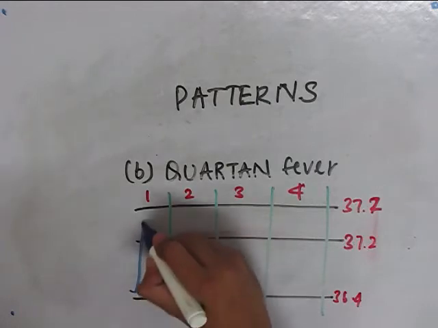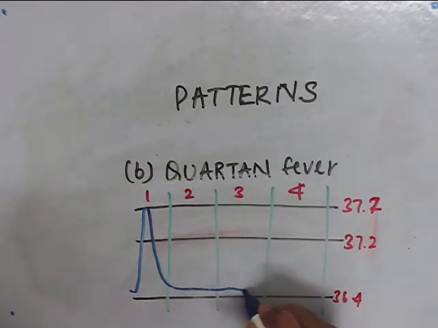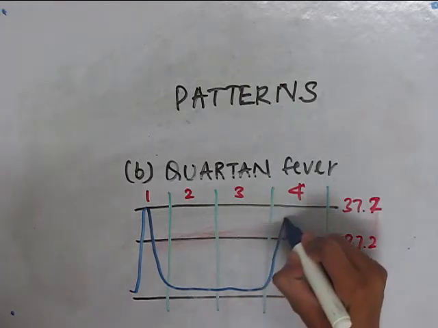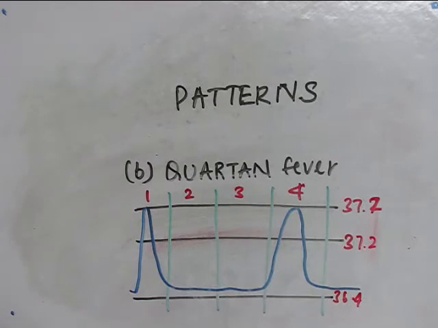So, there is fever on the first day. On the second day, the body temperature comes back to normal. On the third day, it is normal again. And on the fourth day, it reappears. So, this is the graph of a person suffering from quartan fever.